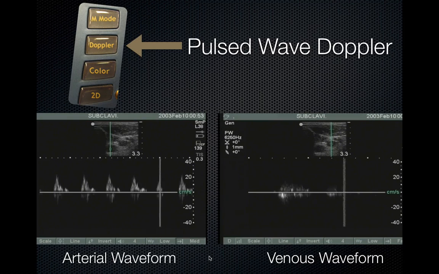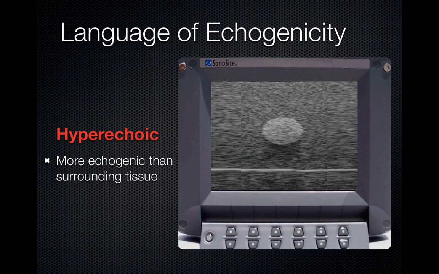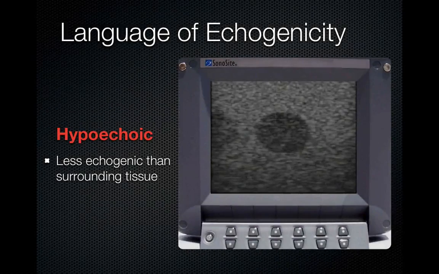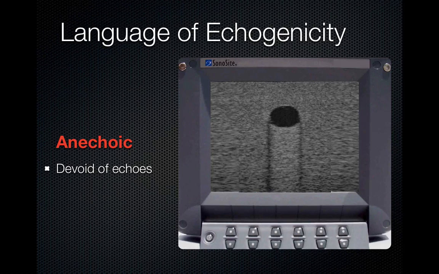And here's the medium sweep. The language of echogenicity is as follows. Hyperechoic indicates objects that are more echogenic than the surrounding tissue. Hypoechoic indicates objects that are less echogenic than surrounding tissue. Anechoic is devoid of echoes and is black.